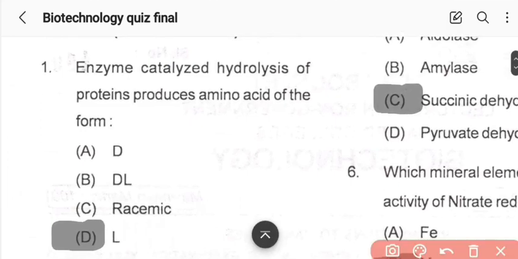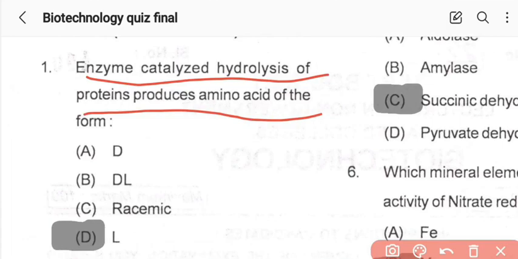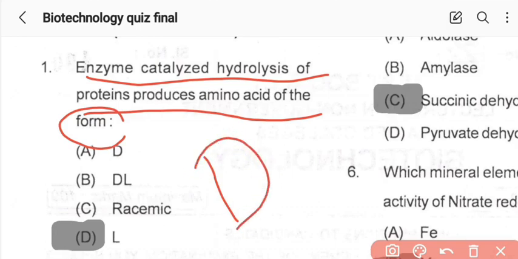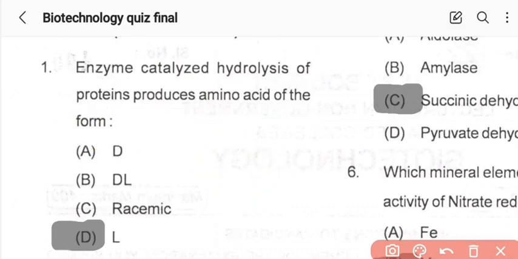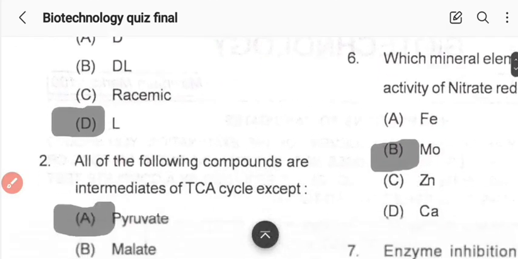Enzyme catalyzed hydrolysis of protein produces amino acids of which type? L types, because in our system we don't have an enzyme which can catalyze the amino acids of which form? D form. Okay, so next question.